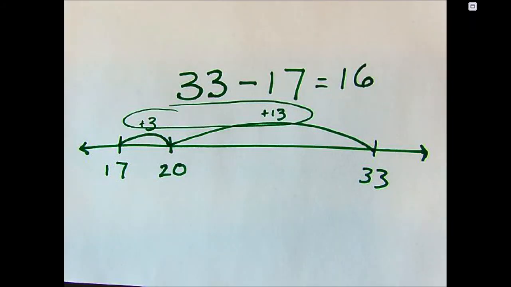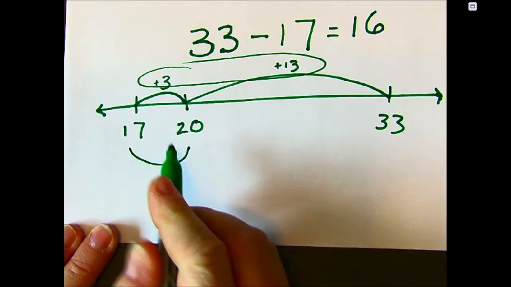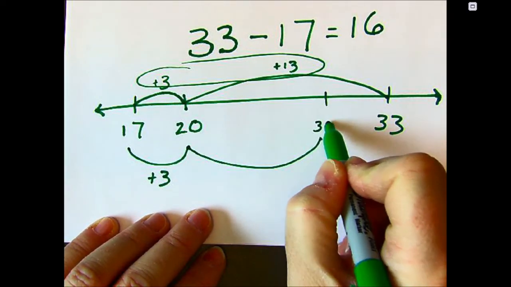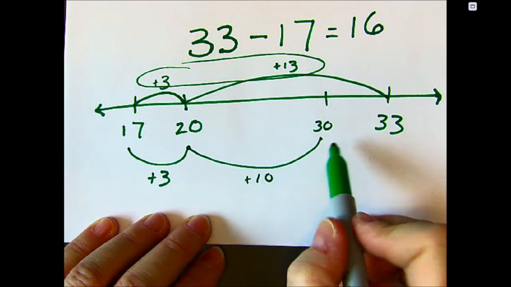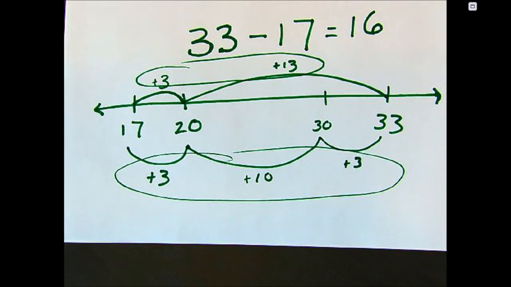It is not uncommon to want to stop and break it up into more than just 2 jumps. So if you need to see it broken down a little bit further into more than one number in between, you can also use that open number line concept to get yourself from 17 to 33, just with a few more stops on the way.